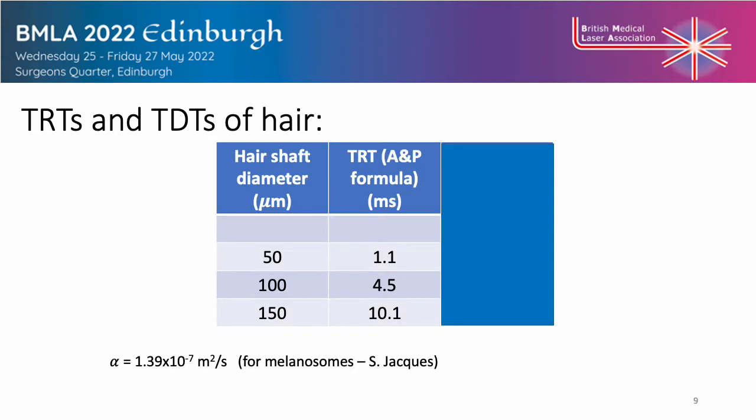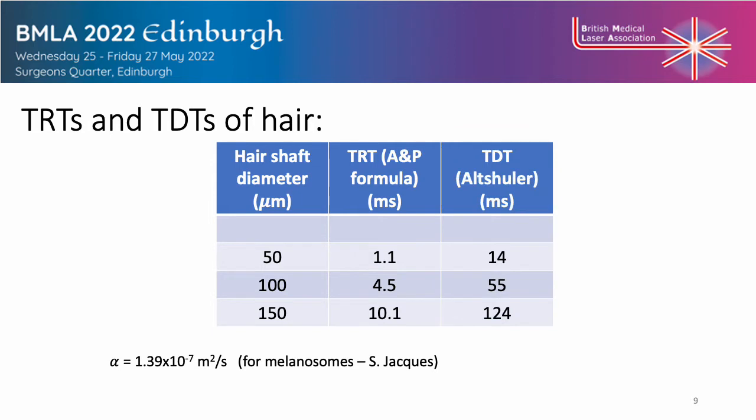So how do the relaxation and damage times compare for hair? If we look at 3 hair diameters, 50, 100 and 150 micron diameters, then the Anderson and Parrish formula tells us that the relaxation time is between 1.1 and 10.1 milliseconds, so a fairly short time. But the Altshuler thermal damage time is considerably longer. As you can see here, it ranges from 14 to 124 milliseconds. So there is a significant difference between relaxation and thermal damage time, and yet still they don't account for the actual denaturation time of the germ cells.